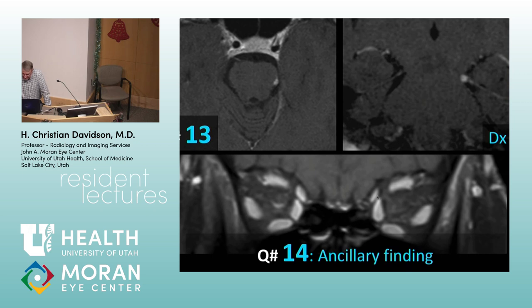Yeah, check it out. Superior oblique atrophy. This muscle is really small. What lives right here? Yeah, that's exactly where the fourth lives. So this is going to be a presumptive diagnosis of a schwannoma.